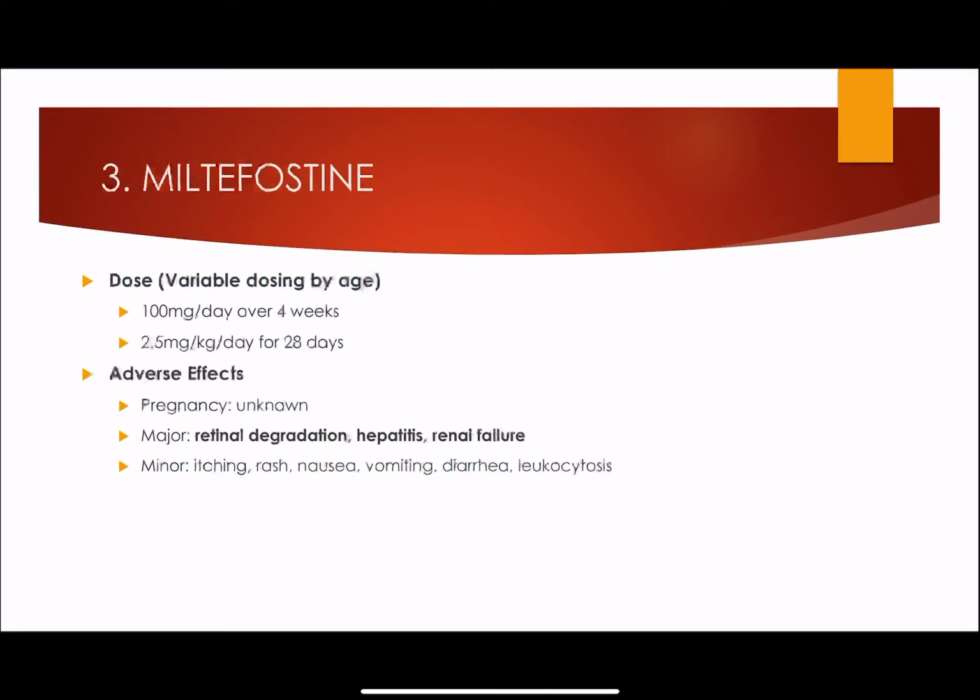Major would be retinal degradation, hepatitis, and renal failure. So all of them, you have to be cautious when treating leishmaniasis in general, especially for patients who are already suffering from kidney and liver disease and blood problems.